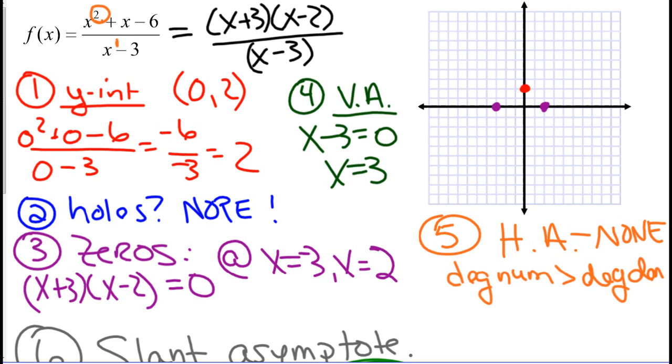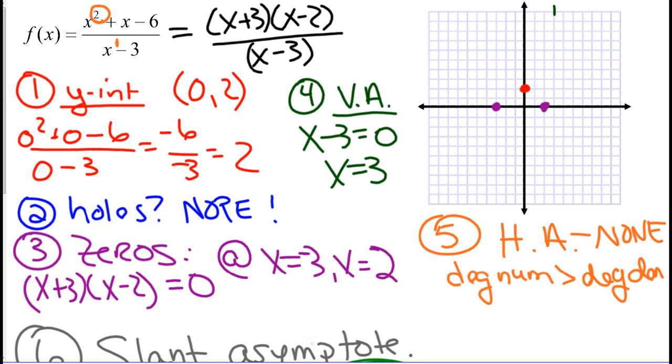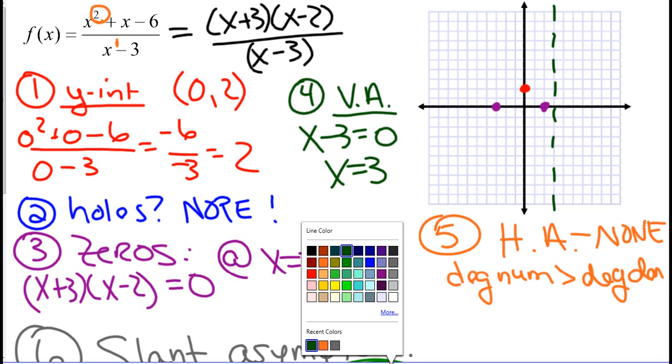Green is for the vertical asymptote. I've got a vertical asymptote at x equals +3, so just a vertical line right there. And then I have no horizontal asymptote, so I don't have to worry about it. And my slant asymptote, remember, was y equals 1x plus 4.